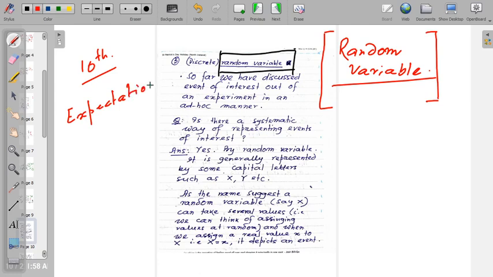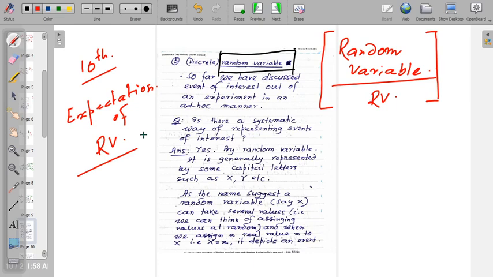Expectation of a random variable, RV. That treatment is somewhat missing, but anyway, we'll be discussing a little bit about the random variable and expectation, which will be required for proceeding further.